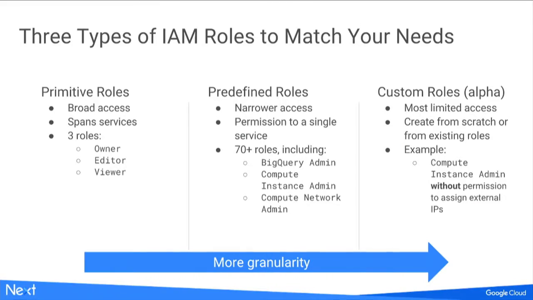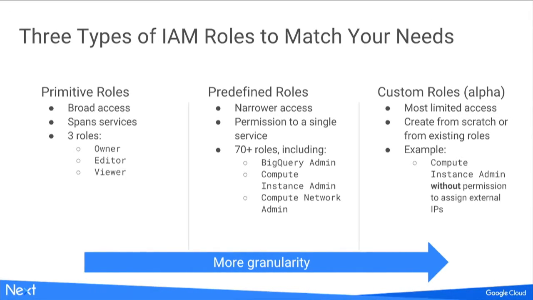And then the third, as we announced yesterday, is custom roles, which we have available in alpha. And this allows you to choose which permission you want to give someone. If you only want them to call 3 particular methods, you could create that role. You could create them from scratch, not recommended. The best practice would be to create them from an existing role.